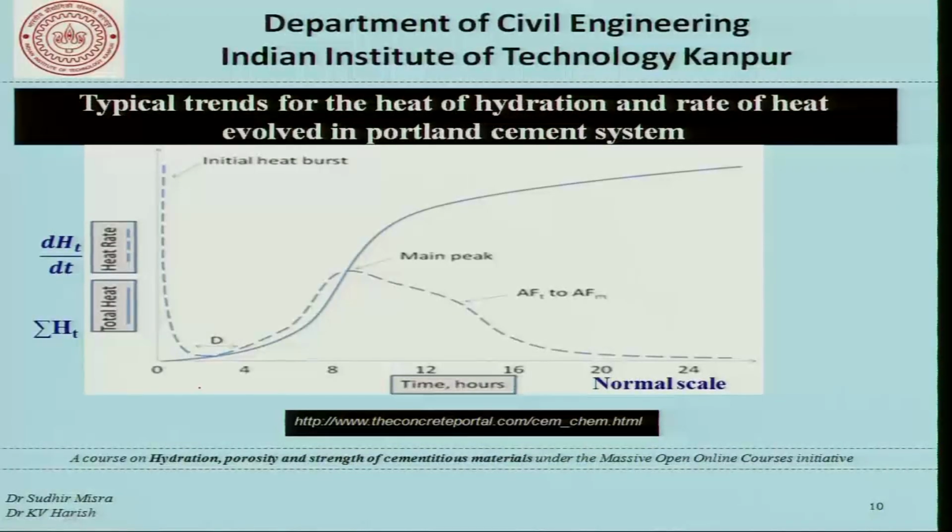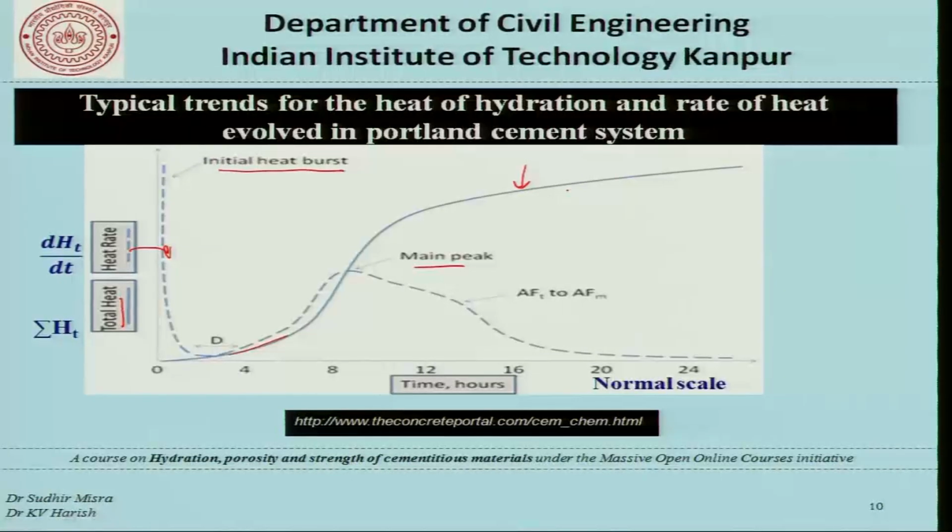Now, if we look at the typical trends for the heat of hydration and the rate of heat evolved in Portland cement systems, this one here is the total heat and this one is the rate. So, in a manner of speaking, this graph here, which is the dotted line, is just the derivative of the firm line, and we can see that there is an initial high rate which goes down, which is called an initial heat burst, the main peak, and so on, and here we have the total heat of hydration being shown for typical cement systems.